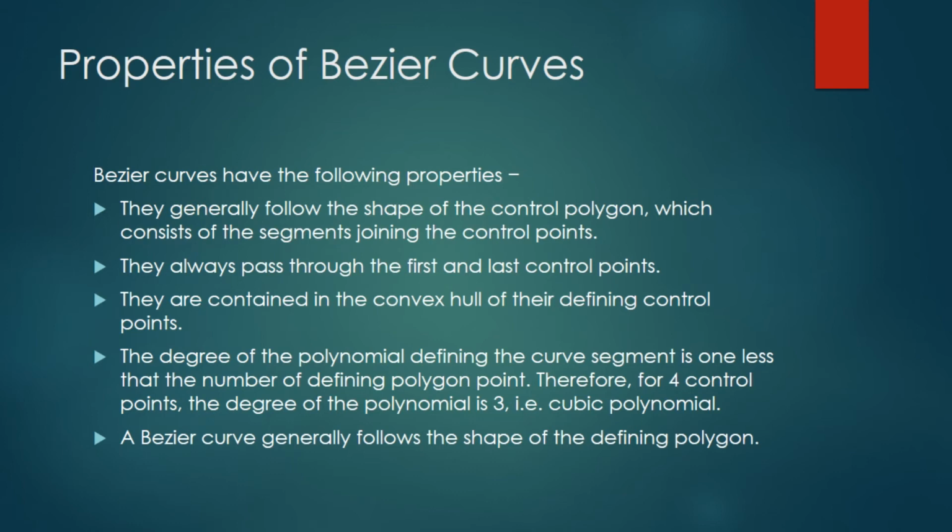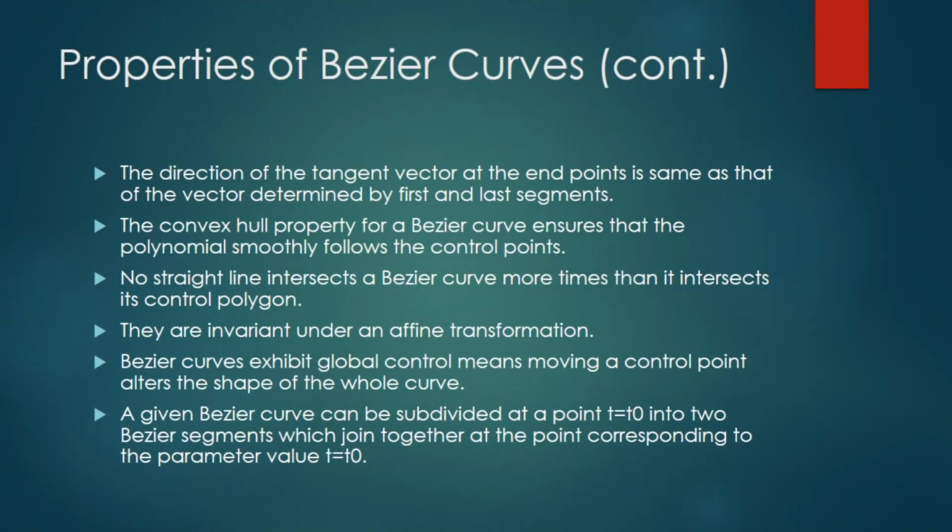A Bezier curve generally follows the shape of the defining polygon. The direction of the tangent vector at the endpoints is the same as that of the vector determined by the first and last segment. The convex hull property for a Bezier curve ensures that the polynomial smoothly follows the control points. No straight line intersects a Bezier curve more times than it intersects its control polygon. They are invariant under an affine transformation.